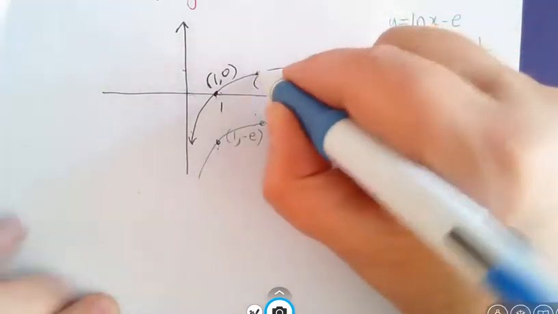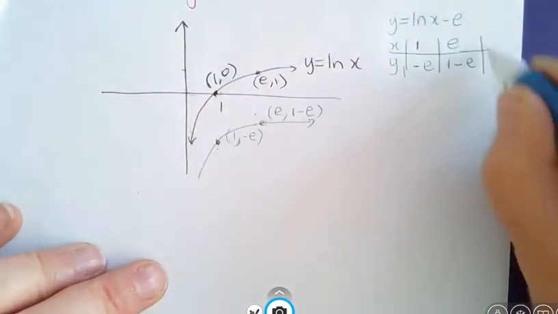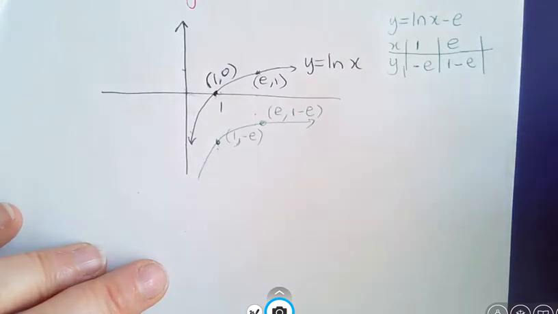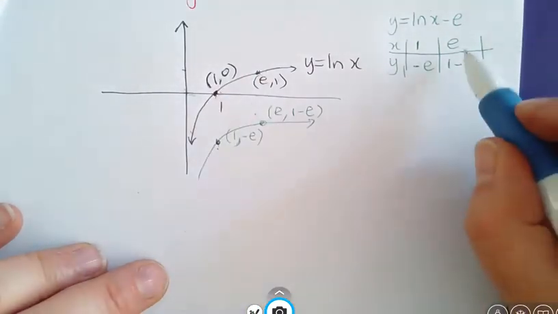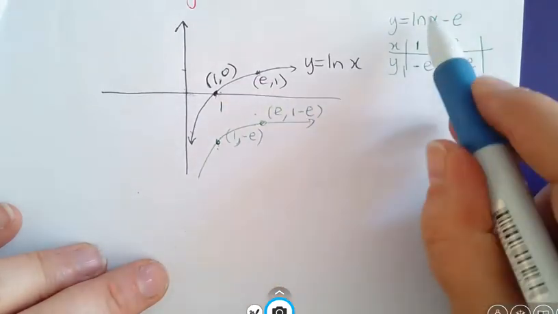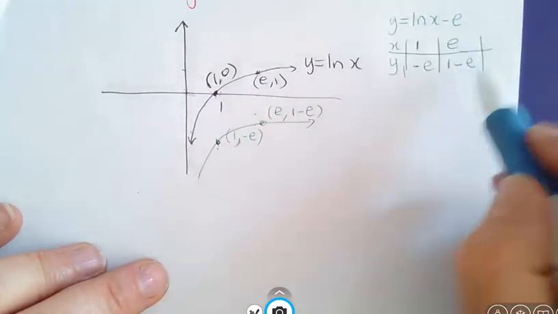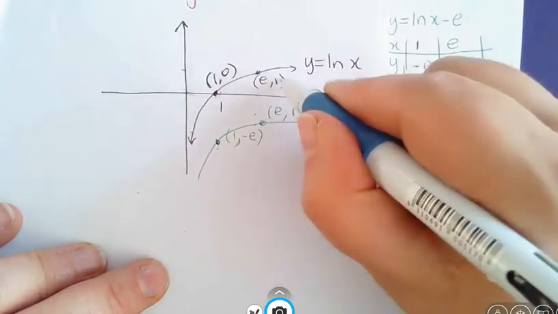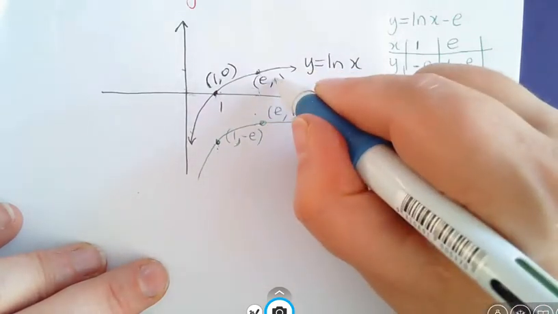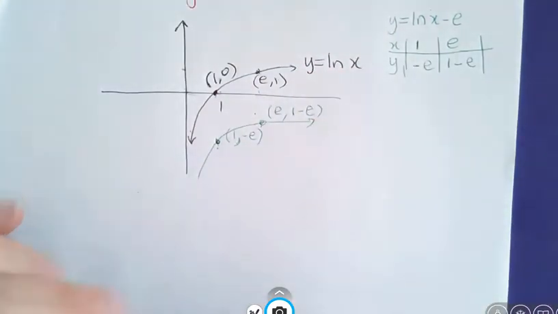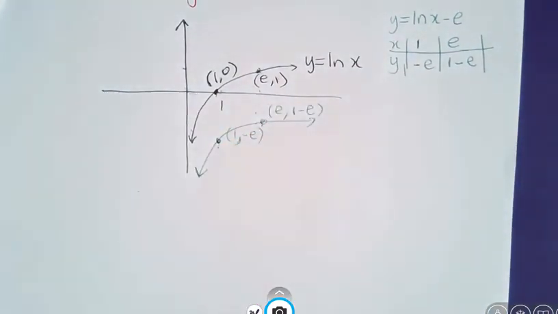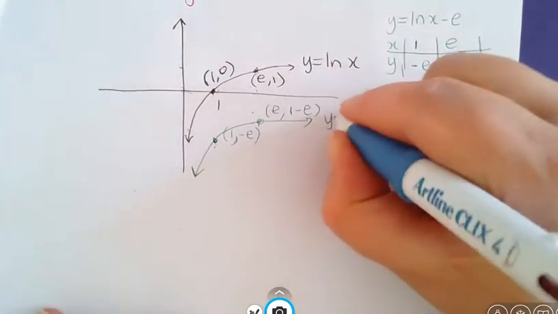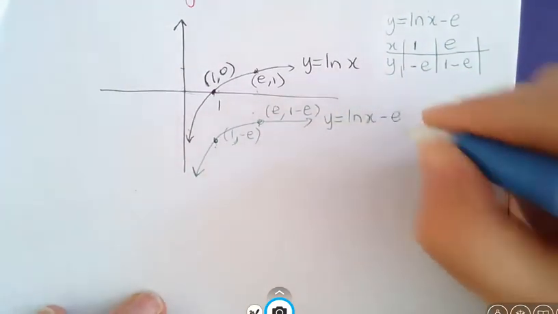Right, I've got e, 1. Look, it's best just to do the table of values. Do a table of values using the same x values. So when x is e, ln e is 1. 1 minus e is the new value. So that's e, 1. It's e units down from there. So that will be the new curve, shifted down e units: y equals ln x minus e.